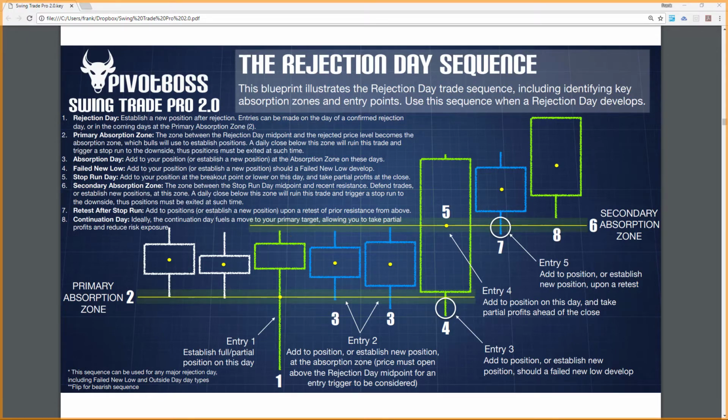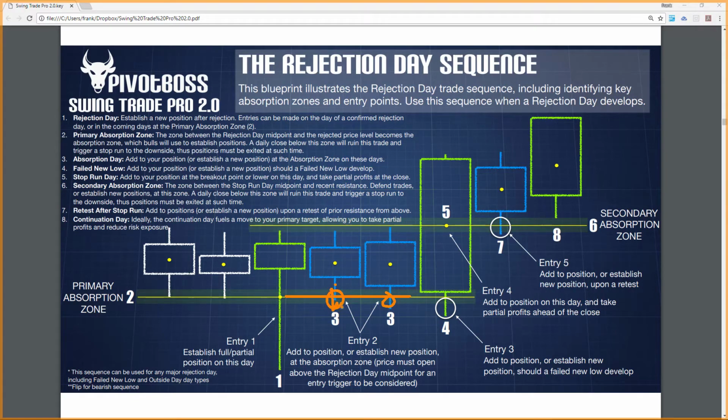The primary absorption zone is number 2. That is the spot here where you have the midpoint of the rejection day and the level that was rejected. That becomes the area where bulls will want to defend. Now keep in mind that price can drop below that level over the course of the next couple of days. We just need it to pop back above it. So if price drops below it early in the day, it's okay. You just need it to pop back above that zone.